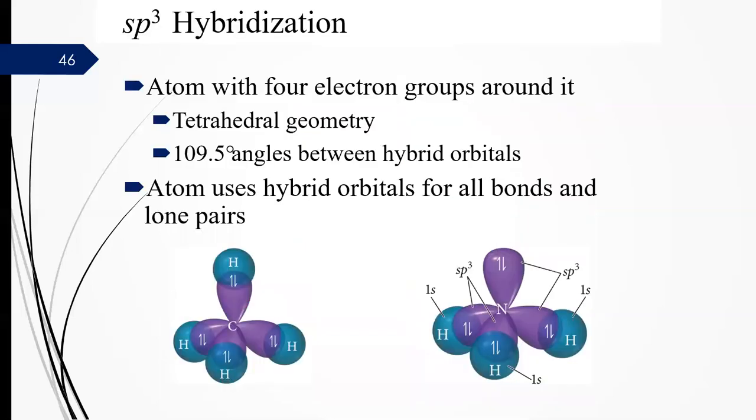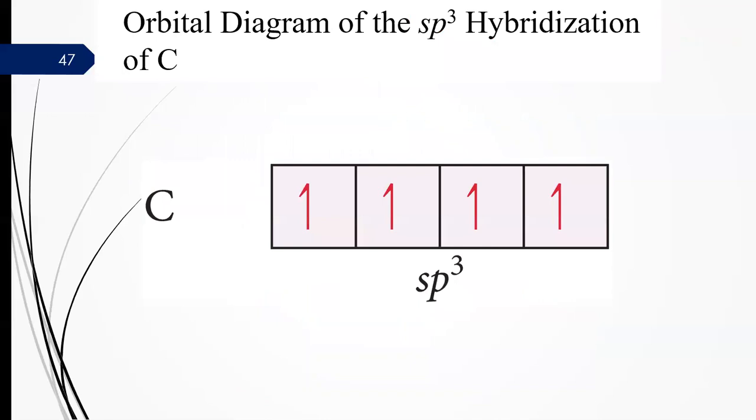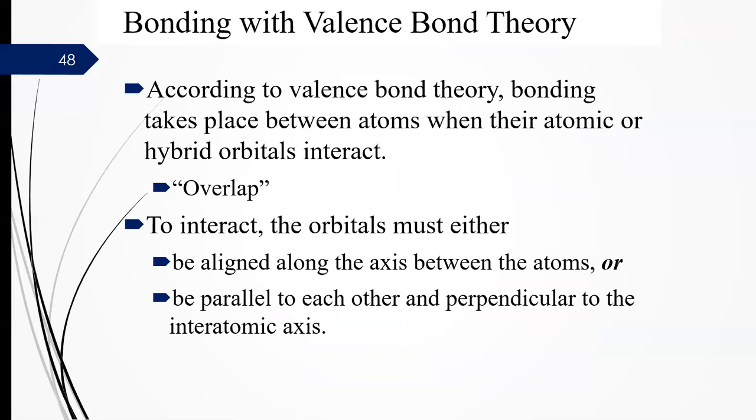So sp3 hybridization means that you have 4 electron regions or domains, which is giving us that tetrahedral. And this would be our new orbital diagram for carbon in sp3 hybridization. So valence bond theory is kind of the overlap between atoms with their atomic or hybrid orbitals with each other. So to interact, the orbitals must be aligned between the axis of them, or they have to be parallel to them.